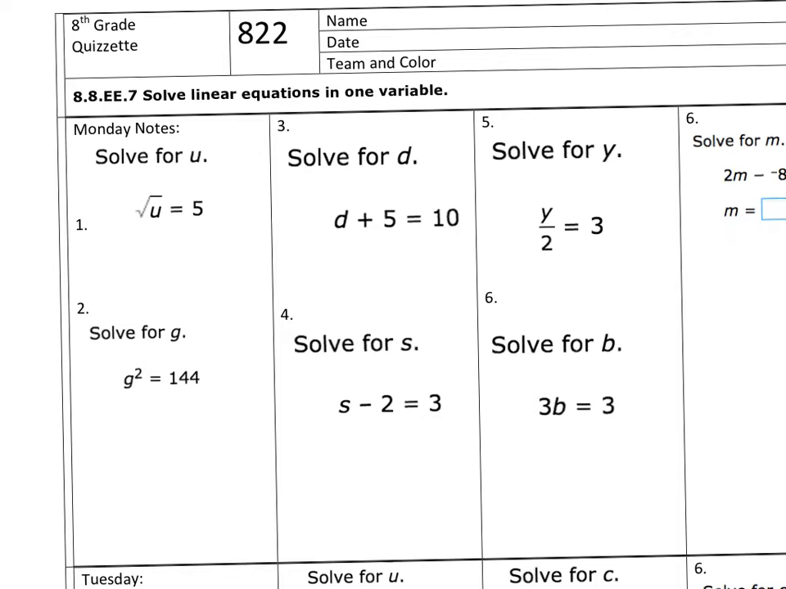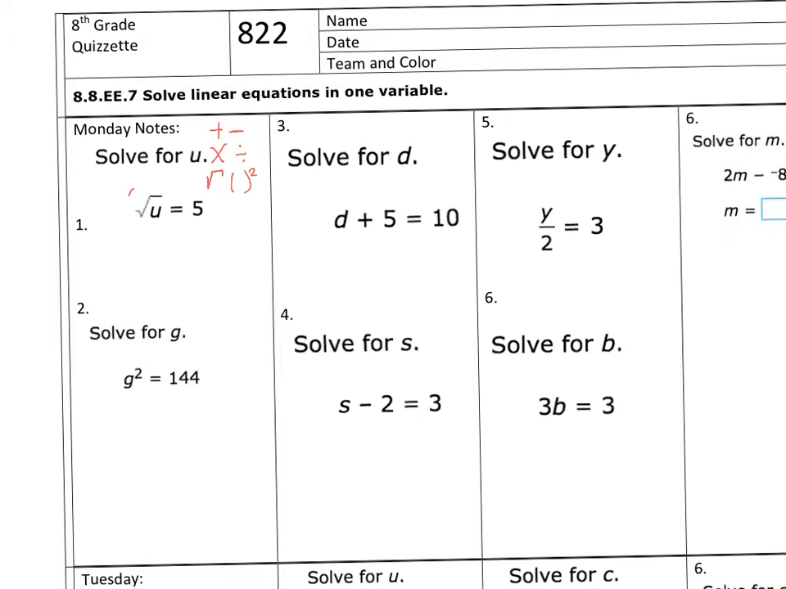Number 1, it says solve for u. You're just going to solve for the variable, probably for every single question on here. The variable in this case is u. The inverse operation of addition is subtraction. The inverse operation of multiplication is division. The inverse operation of square rooting is squaring.